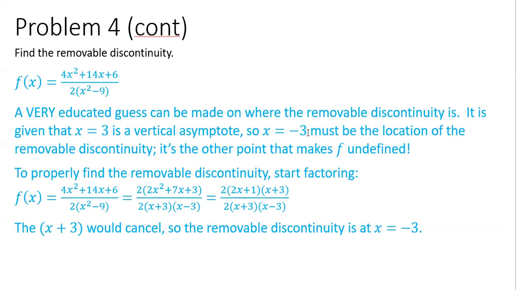Okay, now we can show our work for that though. That's our initial guess, a very educated guess. Okay, let's start factoring. The bottom, as I just said, should factor to x plus 3, x minus 3. That's how we even found part A. Okay, the top, we could first factor a 2 to help us out, and then this, hopefully it's simple to factor, is 2x plus 1 and x plus 3. So you can see the x plus 3s would cancel, and that's our removable discontinuity. That's our hole. Okay, hopefully that makes sense.